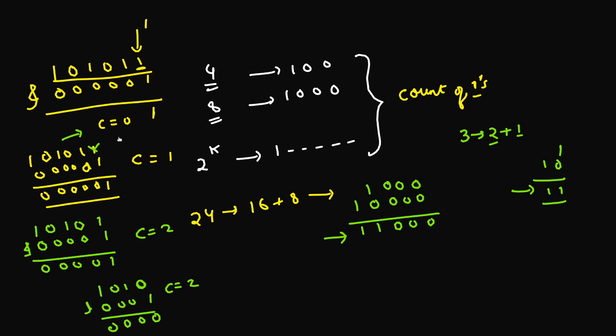So that will actually give you the total number of ones that are there in the binary representation of this number, 101011. Okay, so this is what we'll be doing next.